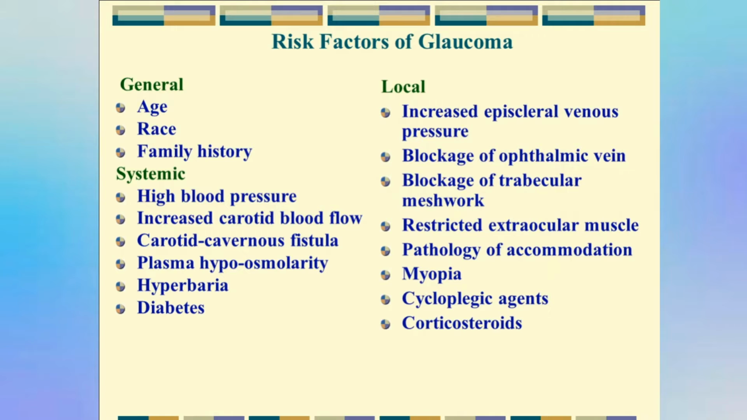And of course, local factors, which may also be risk factors for development of glaucoma: increased episcleral venous pressure, blockage of the ophthalmic vein, blockage of the trabecular mesh, restricted extraocular muscles, pathology of accommodation, myopia is a risk factor for glaucoma, cycloplegic agents which can be used in different diseases such as uveitis, corticosteroids. Corticosteroids which we use after operations, after traumas. In the case of uveitis, when we use corticosteroids for a long period, they may be the cause of increased intraocular pressure and glaucoma.